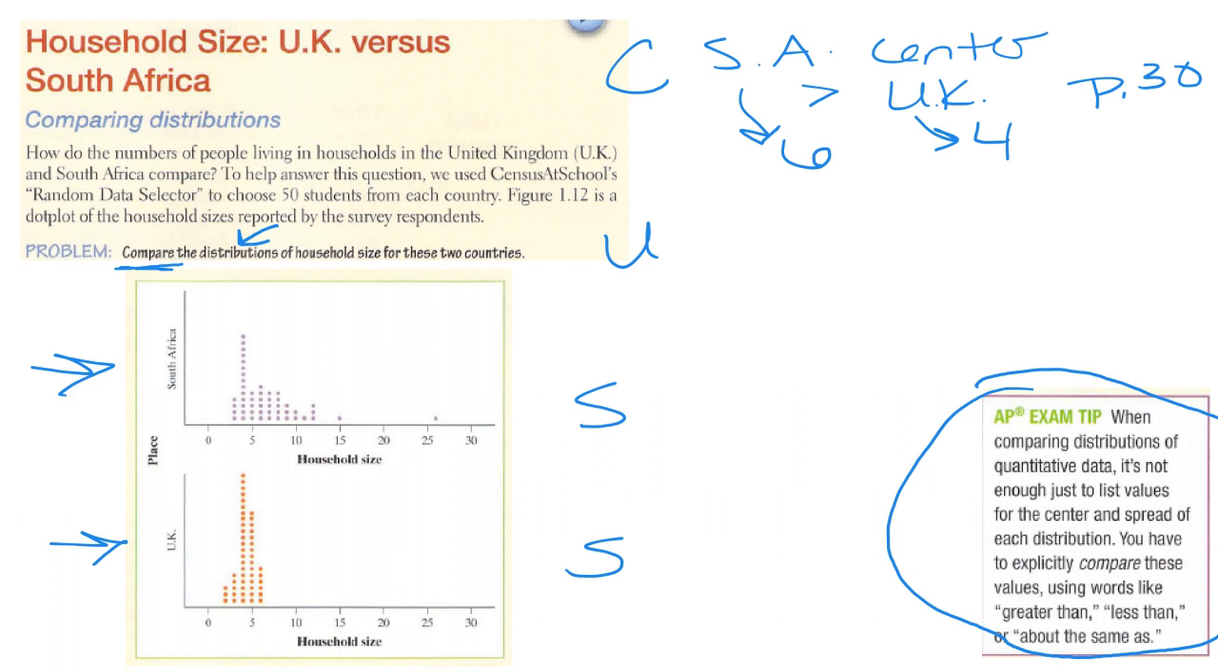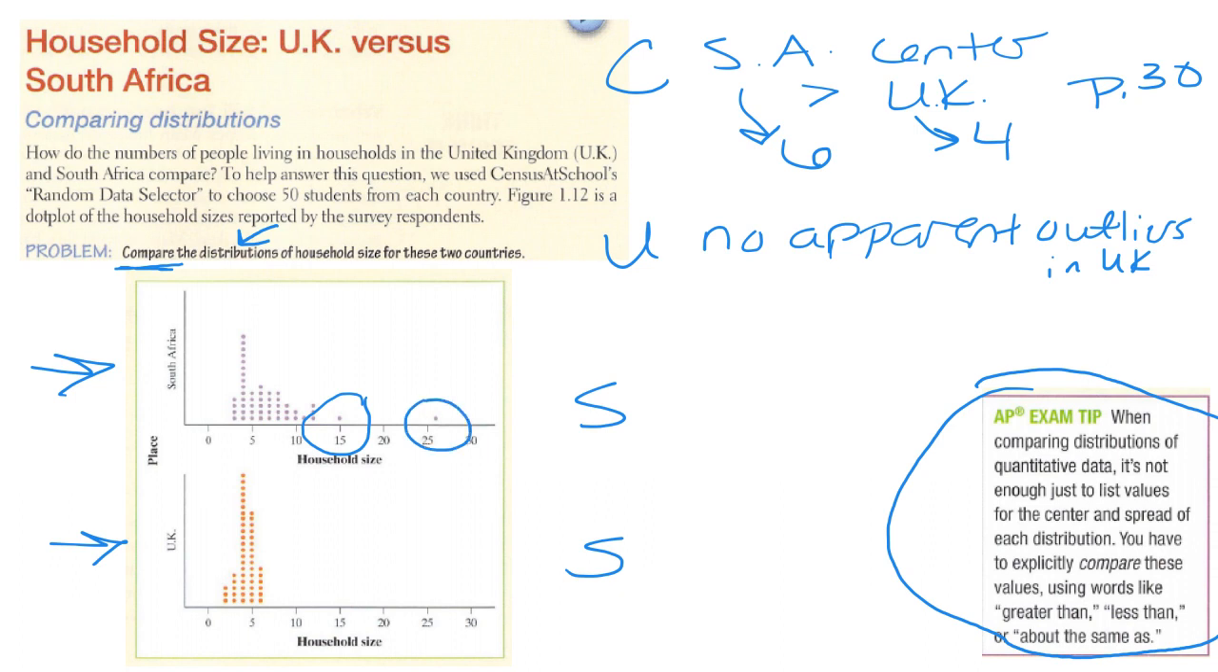Okay, so our U for our unusual features. There do not appear to be any outliers in the UK. So no apparent outliers in the UK. And then for South Africa, there seem to be approximately 2. So there are 2 potential outliers here and here for South Africa at 15 and 26 people.